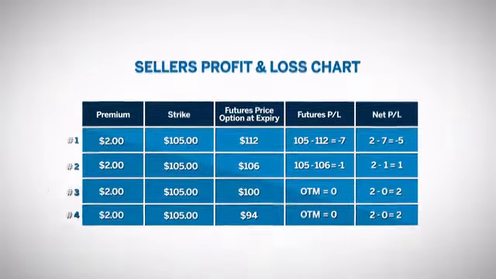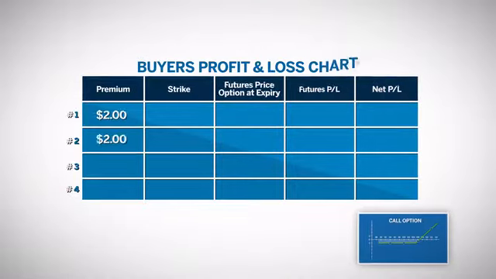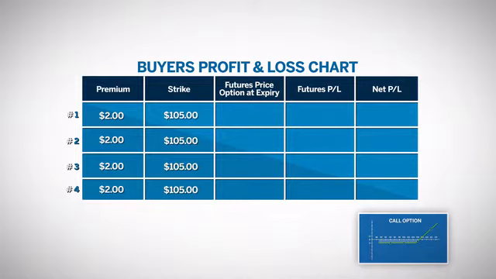Now let's look at the same group of scenarios, but from the buyer's perspective. In this case, you buy a call at 105 and paid $2 premium to the seller. Let's look at your profit and loss potential using the same futures prices at option expiration.